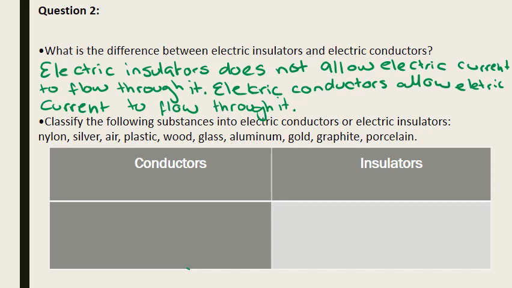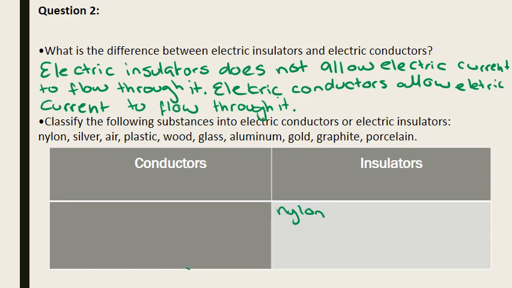Classify the following substances into electric conductors or electric insulators, and justify. So conductors are the ones that allow electric current to flow through them. Insulators do not allow electric current to flow through them. Okay, so we've got nylon. Nylon is an insulator.